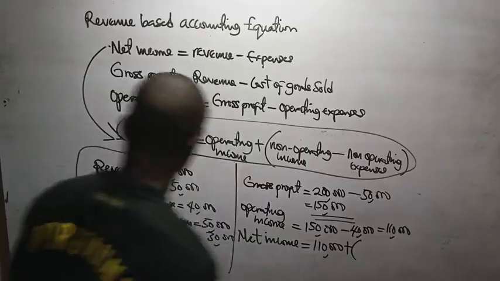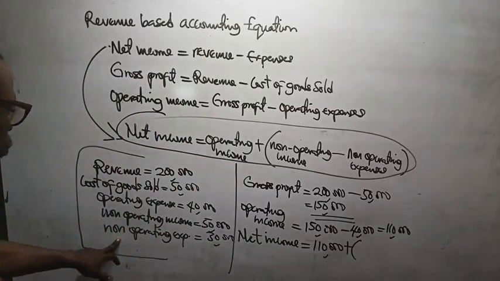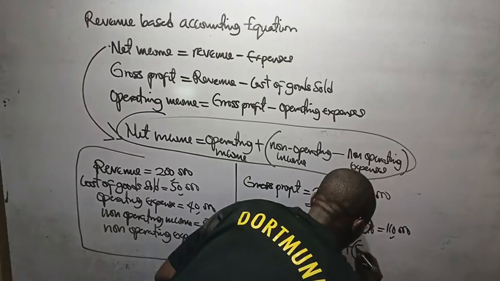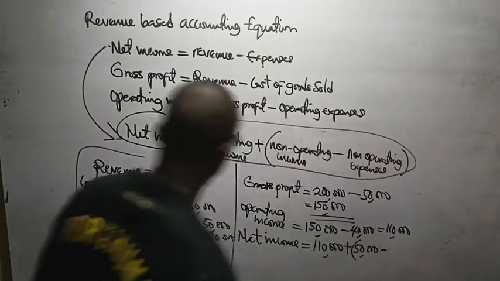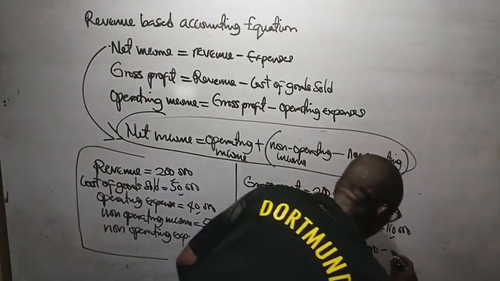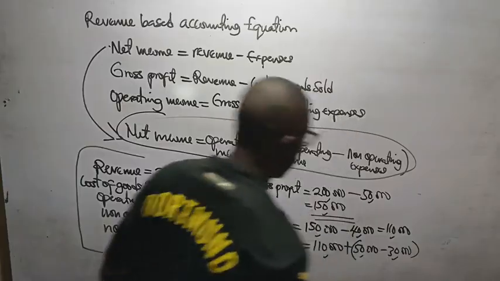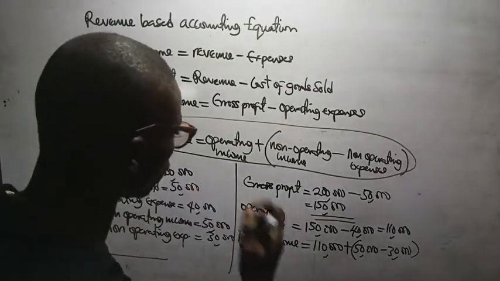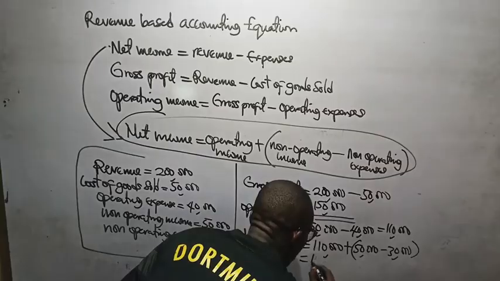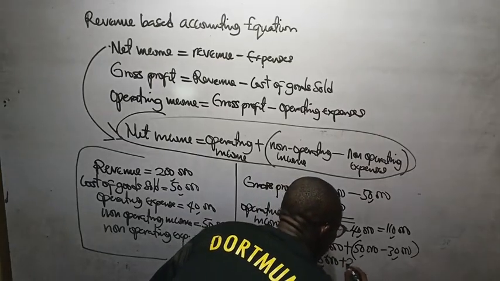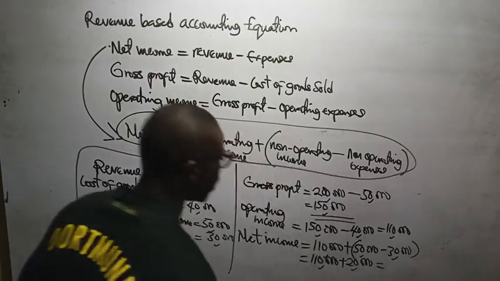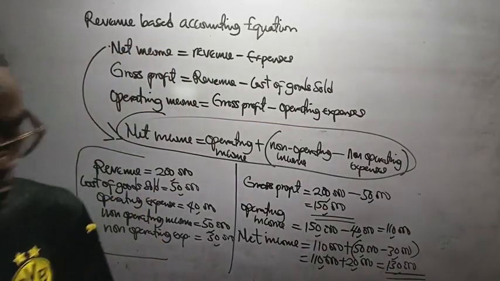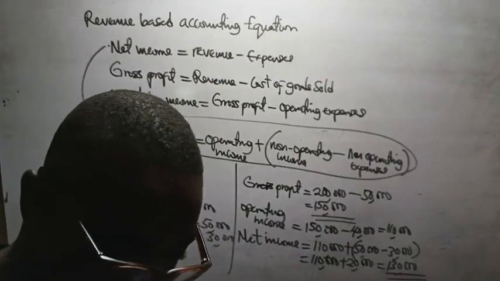Plus non-operating income minus non-operating expenses. So our non-operating income is 50,000 minus non-operating expenses of 30,000. So when you remove 30,000 from 50,000 naira, you are going to have 20,000 naira. So you add it: 110,000 plus 20,000 naira will give us 130,000. So our net income is 130,000. Are we together?